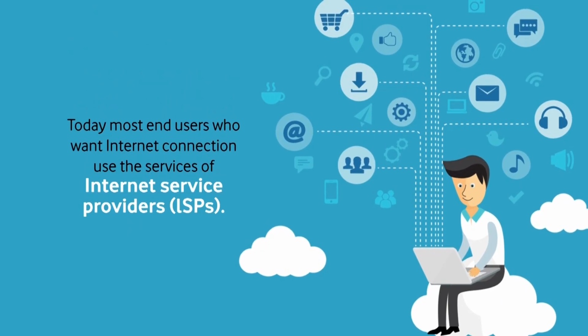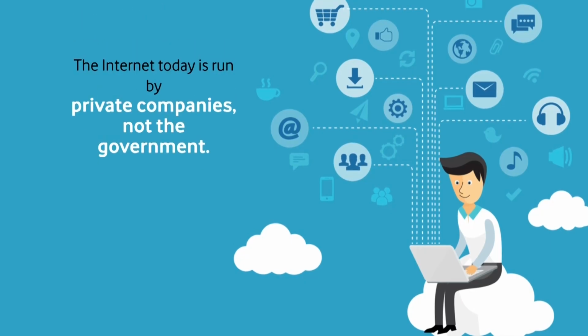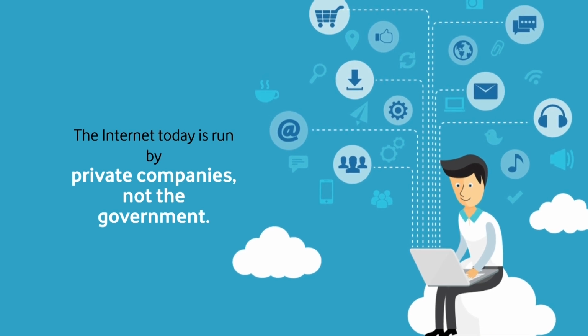It is difficult to give an accurate representation of the internet because it is continuously changing, the way networks are being added to the existing networks and the addressing system is being added and enhanced. Today most end users who want an internet connection use the services of internet service providers. So, there are international service providers, national service providers, regional service providers and local service providers. It is a kind of hierarchy right from the international level to the local level. The internet today is run by private companies and not under any kind of government control.